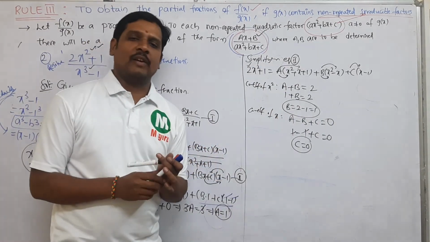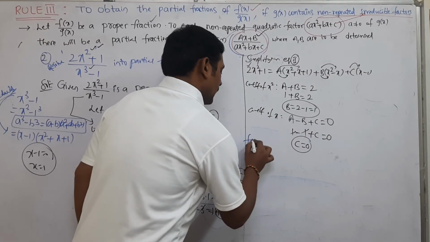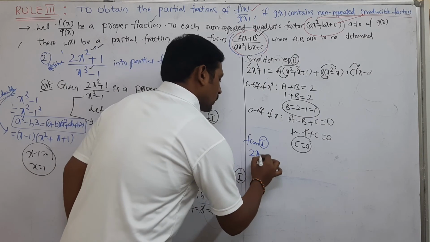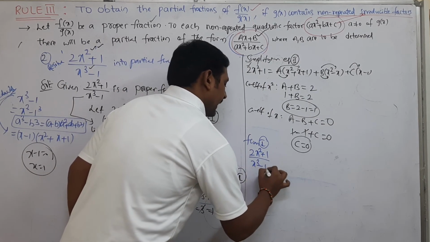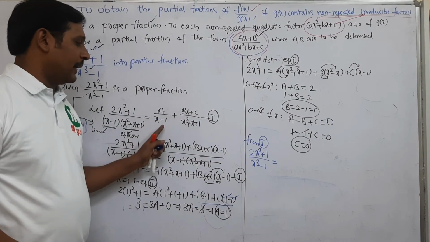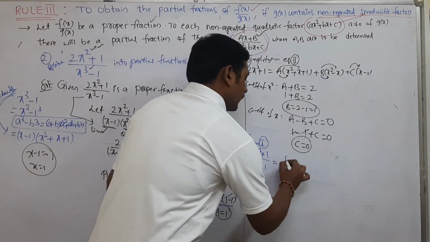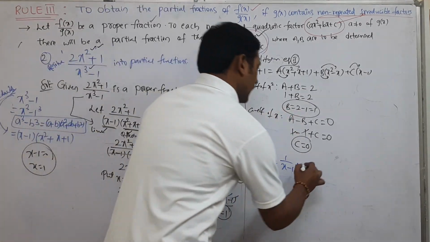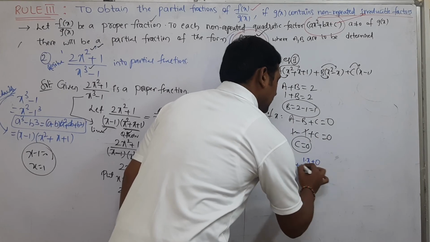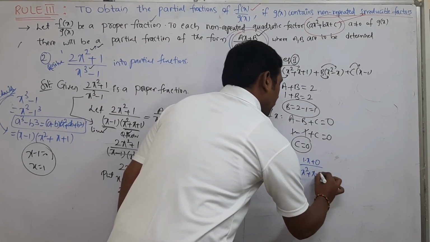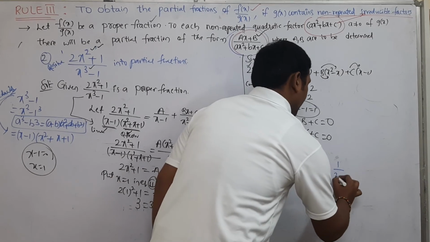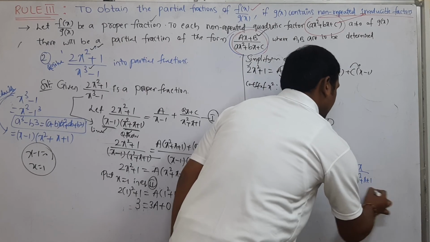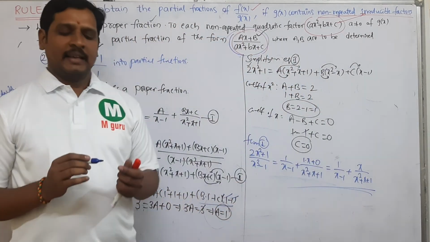Now replace these three values in the first equation. From the first equation, how are you going to write the given expression? 2x square plus 1 by x cube minus 1 is a by x minus 1. What is a? 1. So 1 by x minus 1 plus b. What is b? The b value is 1. So 1 into x plus c, which is 0, by x square plus x plus 1. Otherwise you can write 1 by x minus 1 plus x by x square plus x plus 1. So this is the solution for the given problem.